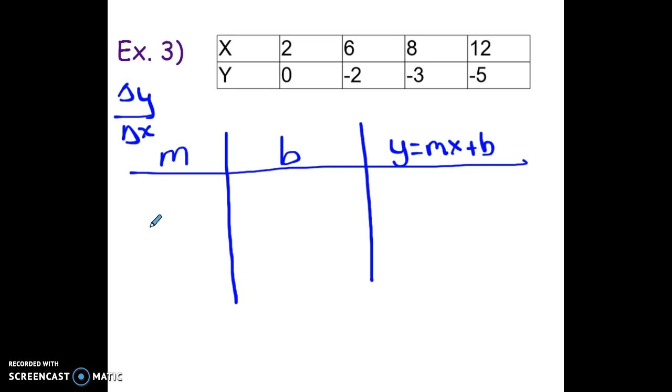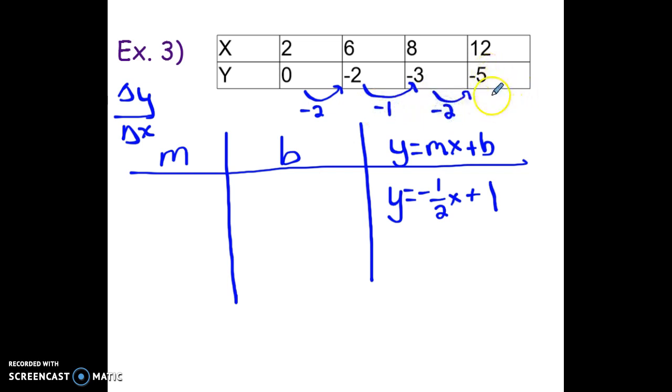Okay, by now you should have tried this on your own. The equation that you should have gotten for this is y equals -1/2 x plus 1. So if you didn't get that, check a couple of things for me. Some common misconceptions are if you used this method to find your slope, you're going to notice, okay, I'm going down by 2, and then, oh wait, all of a sudden I'm going down by 1, and then I'm going down by 2 again. And so your instinct might be to think, so this isn't a line.